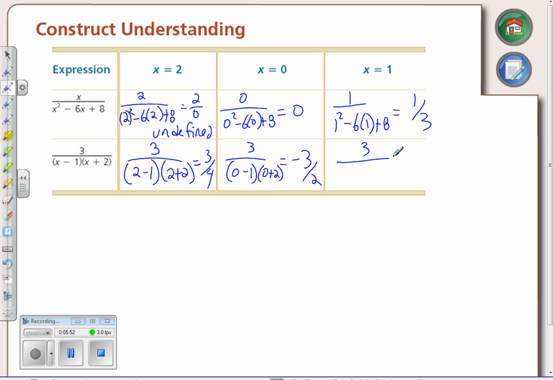If, however, I plug in a 1, 1 minus 1, and 1 plus 2, that first factor is going to go to a 0. Because one of these goes to 0, the whole denominator is going to go to 0. We're going to have 3 over 0 times 3, which is 3 over 0. There's the problem. This is undefined.